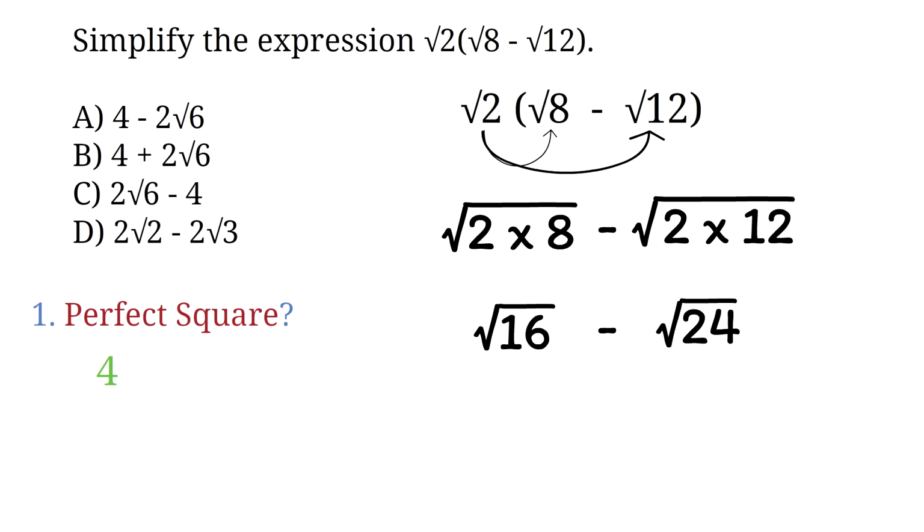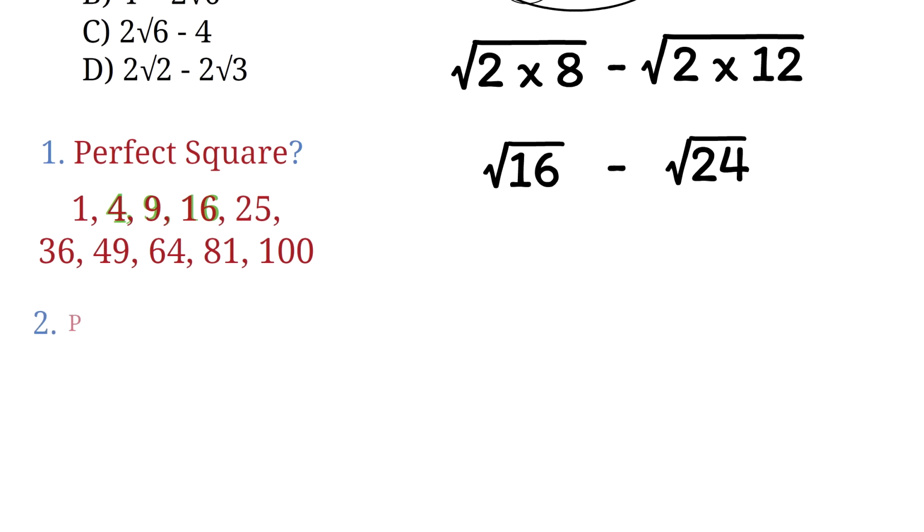4 is a perfect square. That is 2 times 2. 9 is a perfect square. That is 3 times 3. 16 is a perfect square. That is 4 times 4. Hope you get the point. Here is a list of the first 10 perfect squares.